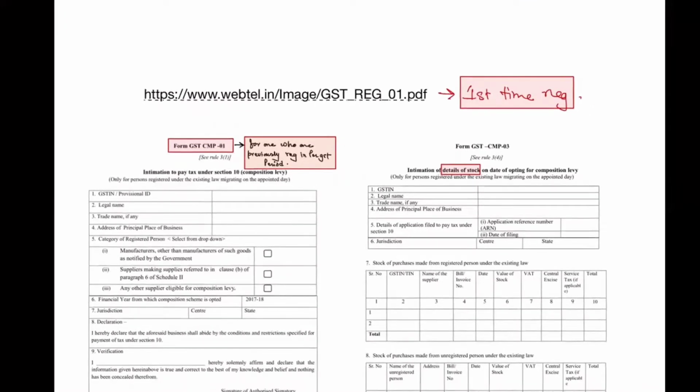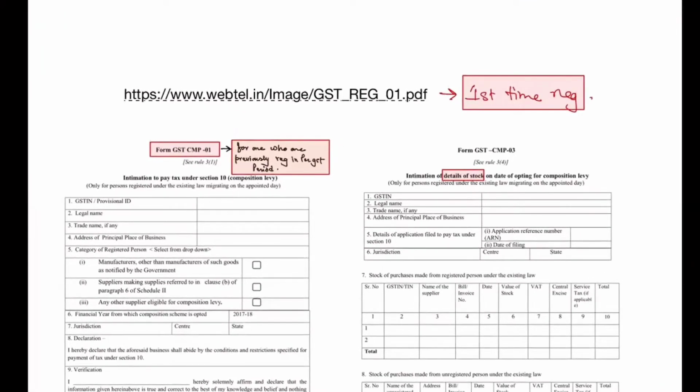So there are two ways a person gets registered into this act. Basically there are three ways, but one among them cannot be availed now. Why and how, we'll see that. One is whoever is getting registered for the first time, like the few examples which I gave in the last session. He's eligible for registration and he's registering as a composition dealer. So where will he file his form?